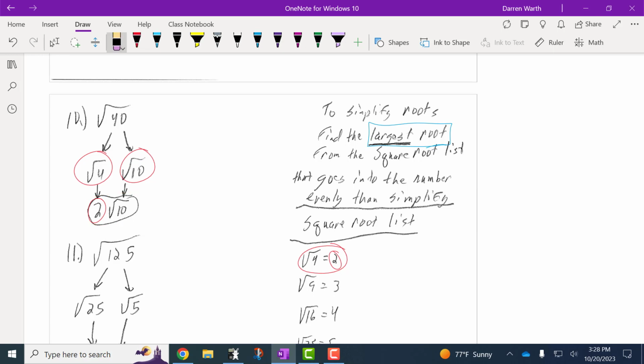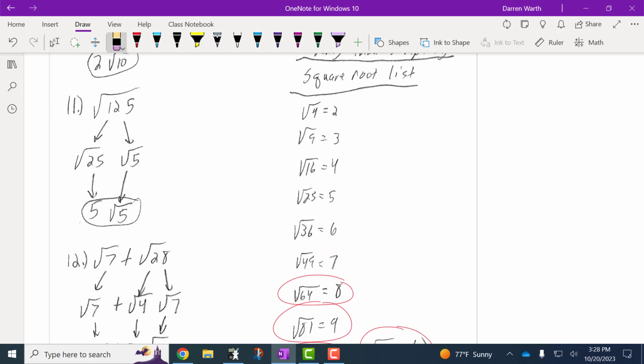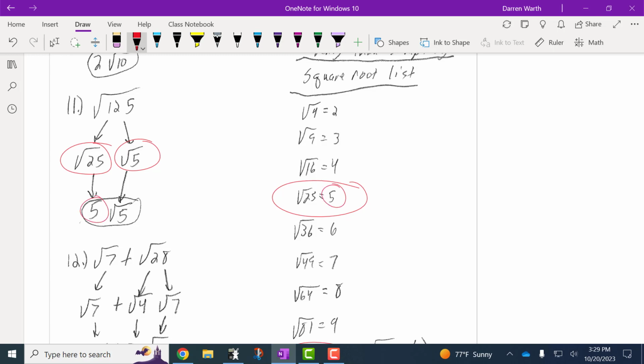Now this next one right here, on number 11, I got the square root of 125. So I got to find the biggest number on my list over here on the right hand side that goes into 125 evenly. So I notice that if I look at the square root of 25, that goes into 125 because 25 times 5 is 125. So notice when I break this down, they both still have their square root signs. It's the square root of 25 times the square root of 5. Now when I take the square root of 25, that answer is 5. And then this other one doesn't simplify, and so that stays as the square root of 5.